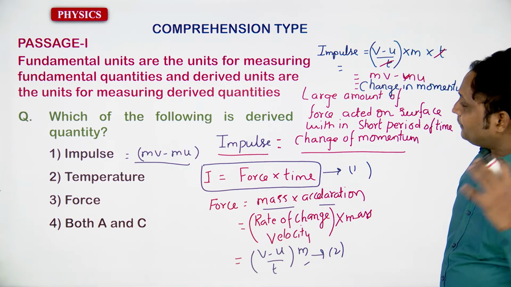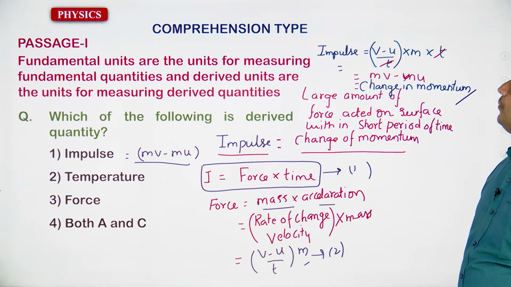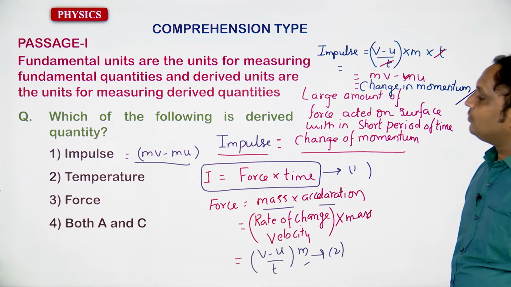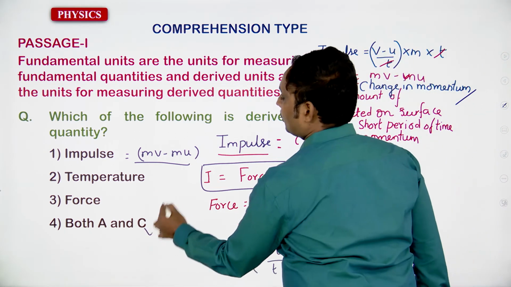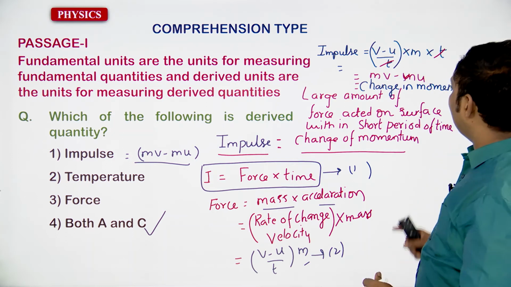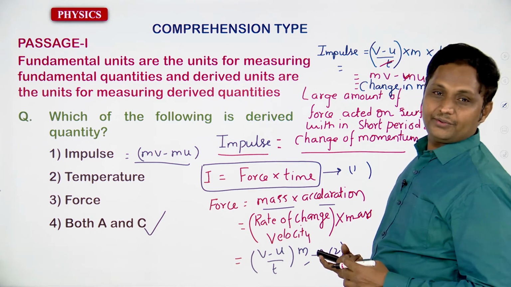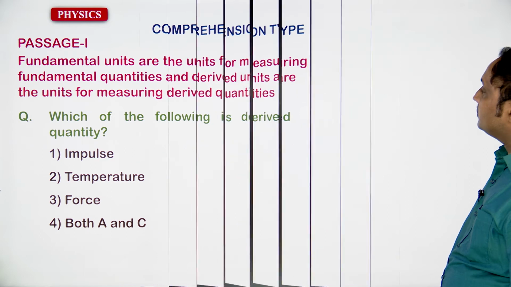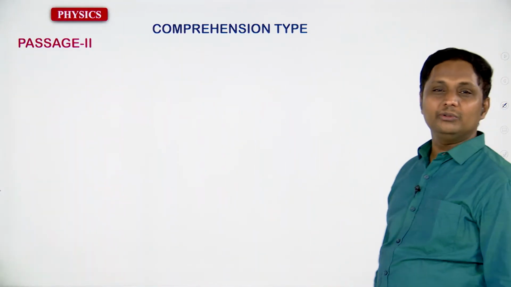As per the given question, you have to confirm which of the following is a derived quantity. That is very clear. So straight away you can confirm impulse and force. Both A and B are derived quantities, no doubt at all. We have discussed impulse and its significance. All right, let's take another problem.